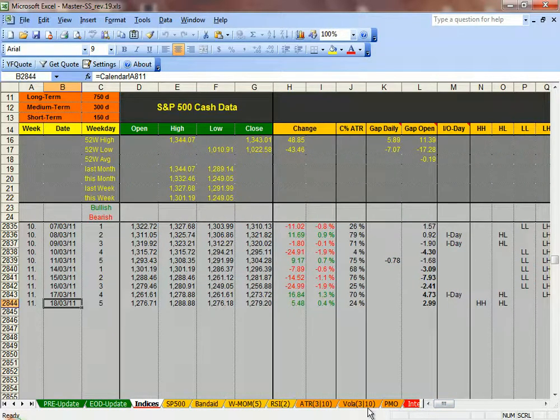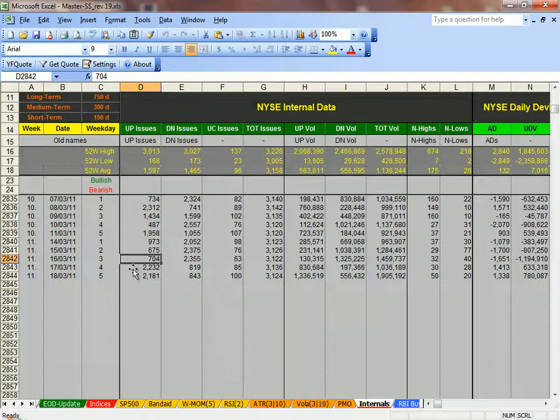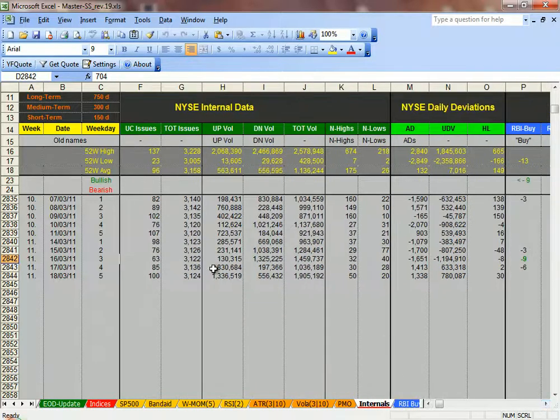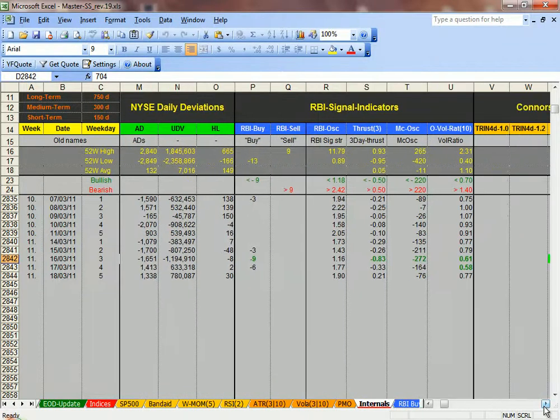Okay, so that's just a few things on prices. Most of it's on the internals, and going into Wednesday, we had 3 days in a row with less than 1,000 advances on the New York Stock Exchange and over 2,000 declining issues. That doesn't happen often, but along with that, internally, same kind of thing. We have up and down volume here, new highs, new lows, and then my indicators across here.